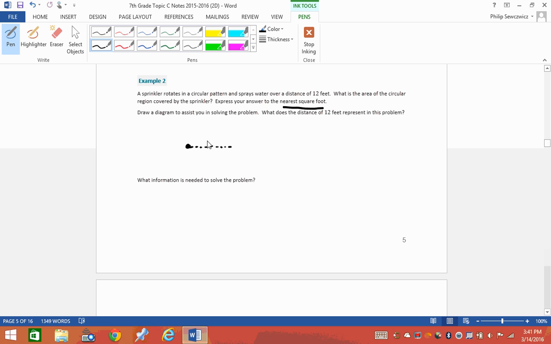Oh, okay, I'm done. All right. Yeah, it goes out 12 feet there. So if it's going to cover all the way around, your circle is going to look something like that. So it's going to cover everything in there. That's why we know we're using area. So that's why we're going to use pi r squared.